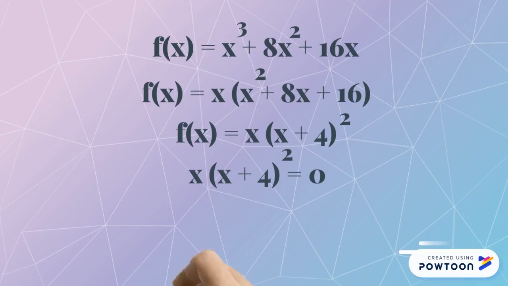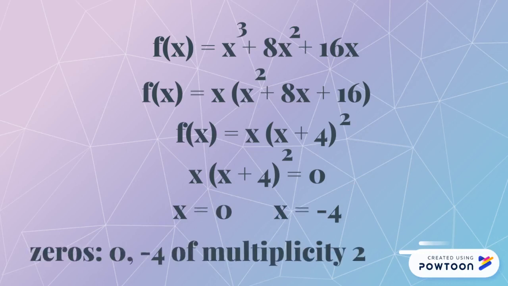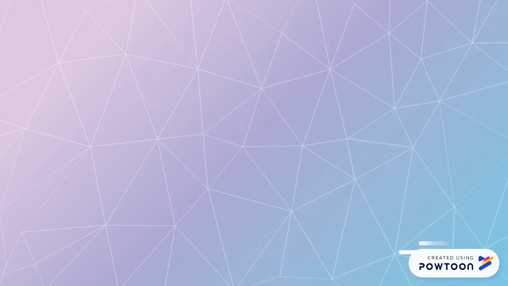As we transpose this, it will be x = 0 and x = −4. Therefore, our zeros are 0 and −4 of multiplicity 2. Why is there multiplicity 2? Because in the equation form, the quantity (x + 4) is squared, therefore we have −4 of multiplicity 2.